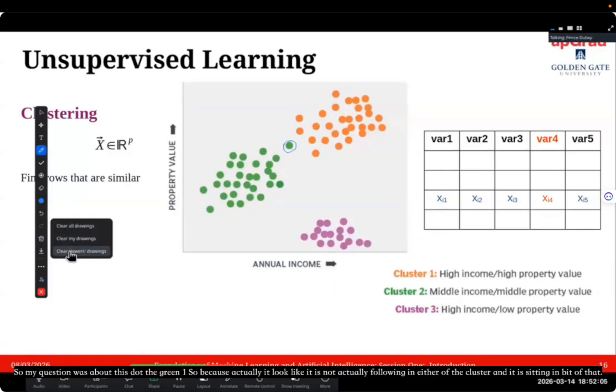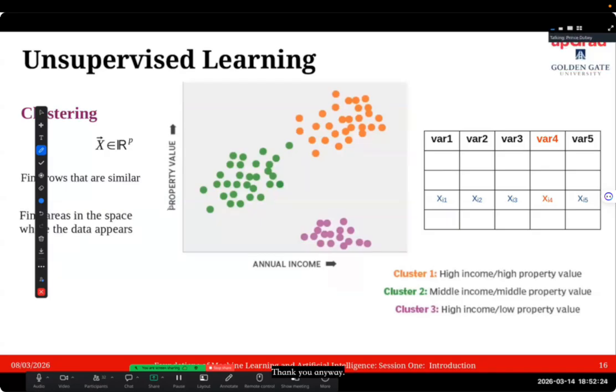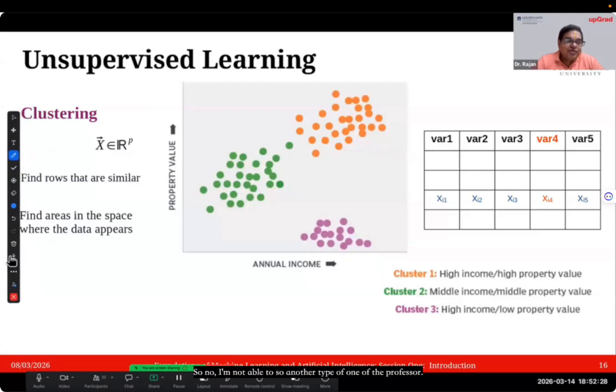Yes, Prince Dubey, please go ahead, ask your question. Yeah, so my question was about this dot, the green one. Because actually it looked like it is not following either cluster, and it is sitting in between. Yeah, okay, so I answered it anyway. I think I kind of telepathically read your mind. Yeah, indeed. Thank you.